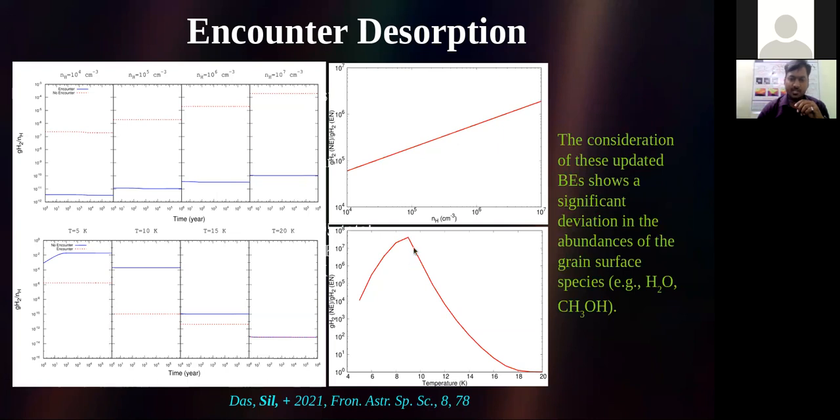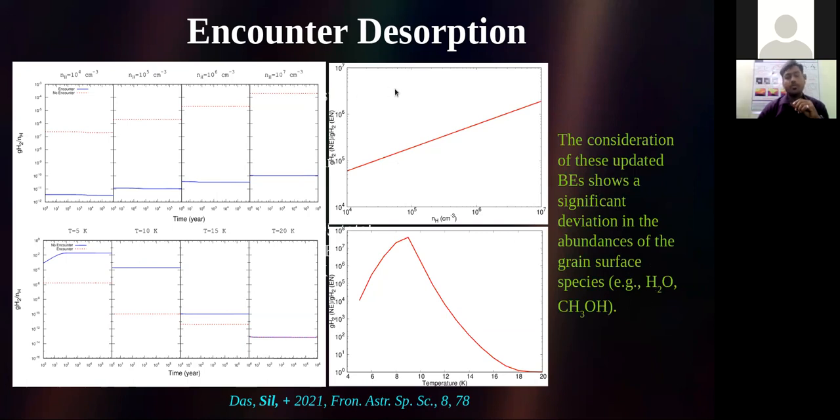So considering this 10 Kelvin temperature and 10 to the power 7 number density, we modeled and took into account the encounter desorption of H2, and then the consideration of this updated binding energy shows a significant deviation in the abundance of the grain surface species, that is H2O and methanol.